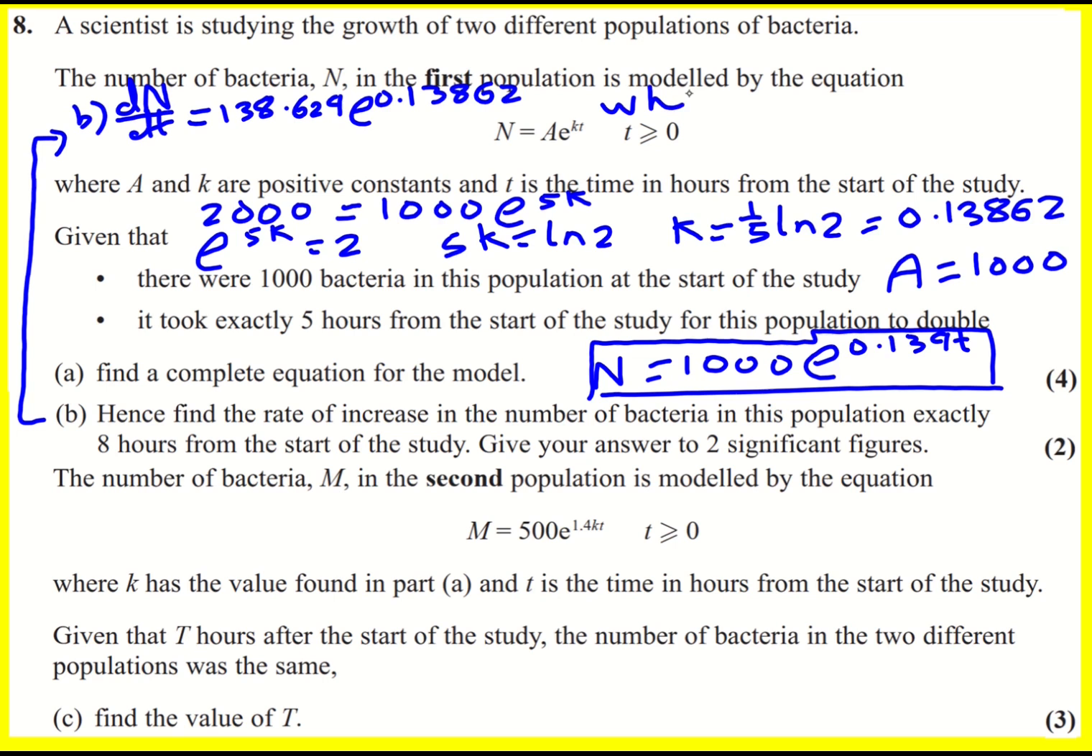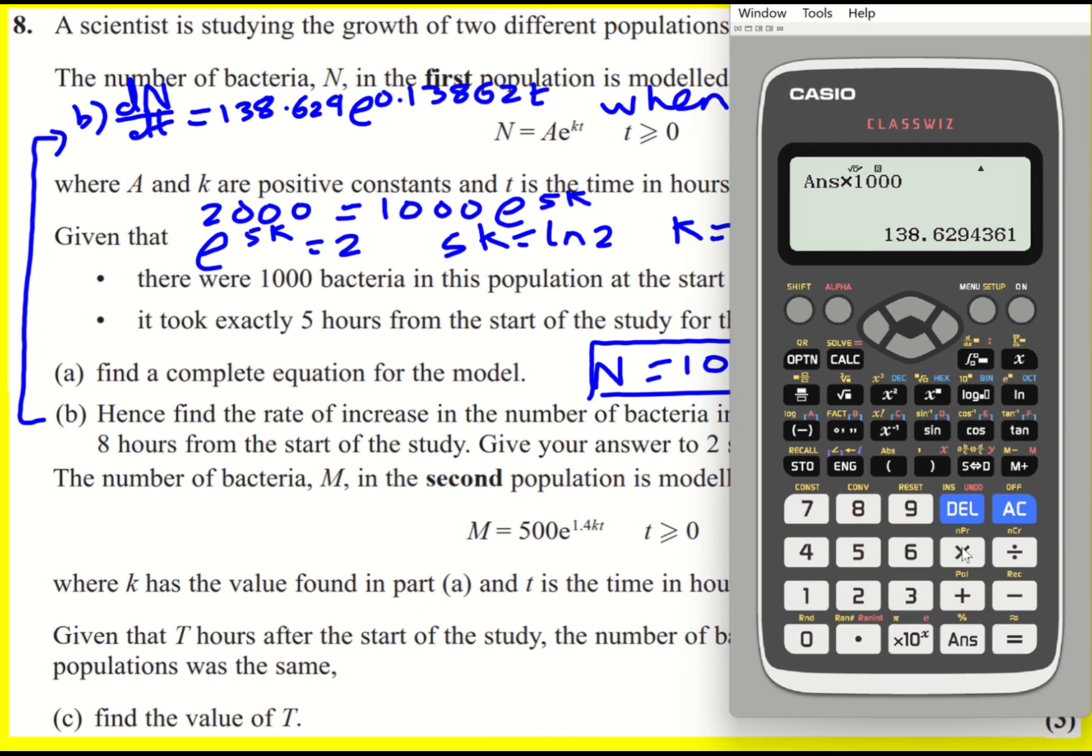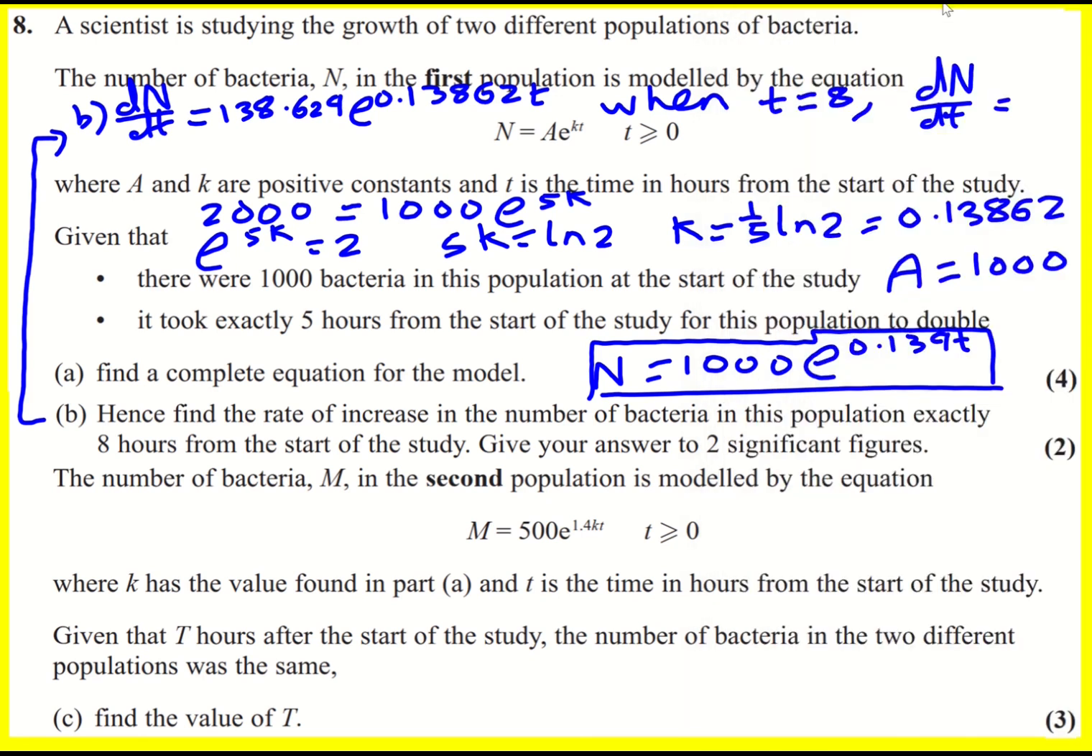So when t equals 8, dn by dt, just need to substitute that in. Oh, I forgot to put a t there, sorry. So it's going to be this times e to 0.13862 times 8. 420.214. So to two significant figures, 420.